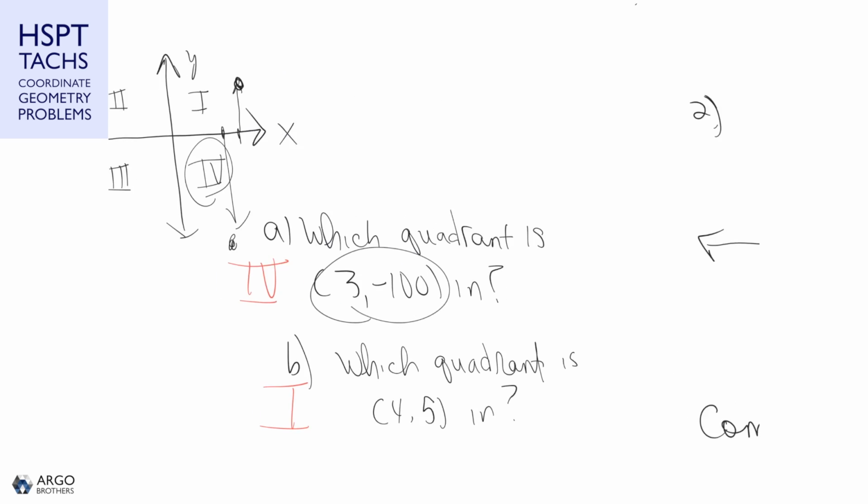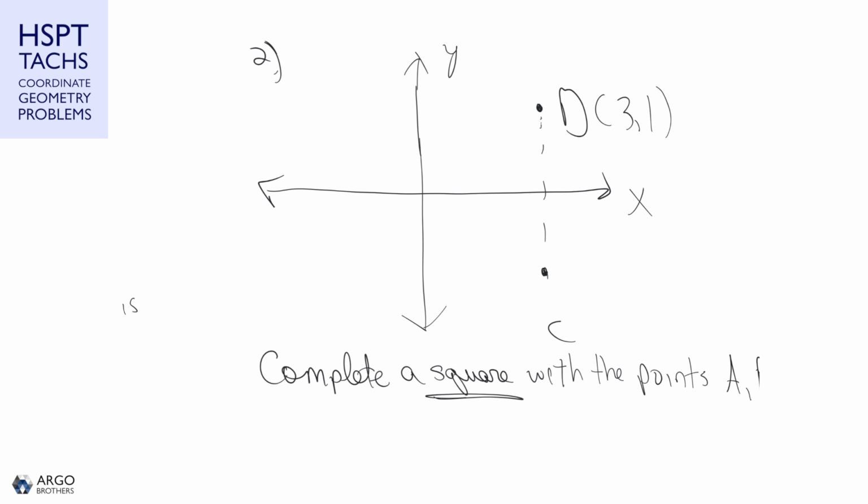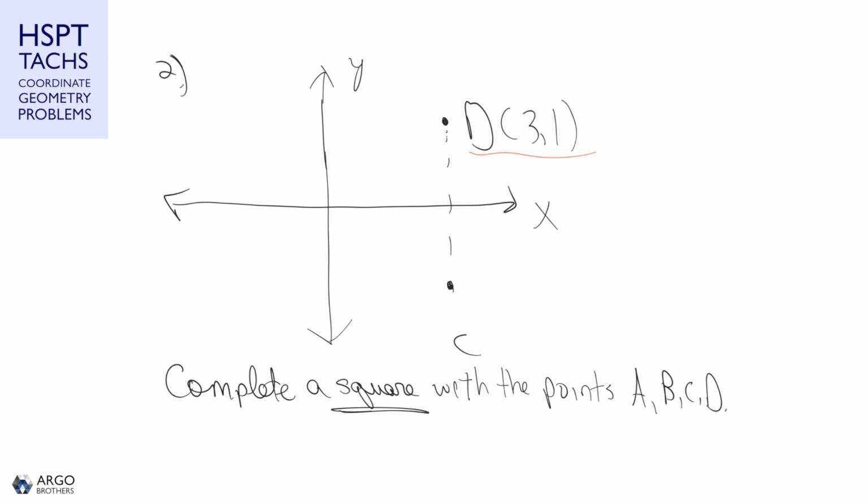Great, now let's look at number 2. Here we have a coordinate grid system with a point D, and D is (3, 1), okay? So it's asking to complete a square with the points A, B, C, and D. So you have a coordinate system, and I want you to make a square with the points A, B, C, and D, like this. So this would be A, B, C, and D, for example, and then find the points A, B, and C, since you already have D. So basically, make a square on this grid, and then find all of the 4 corner points.